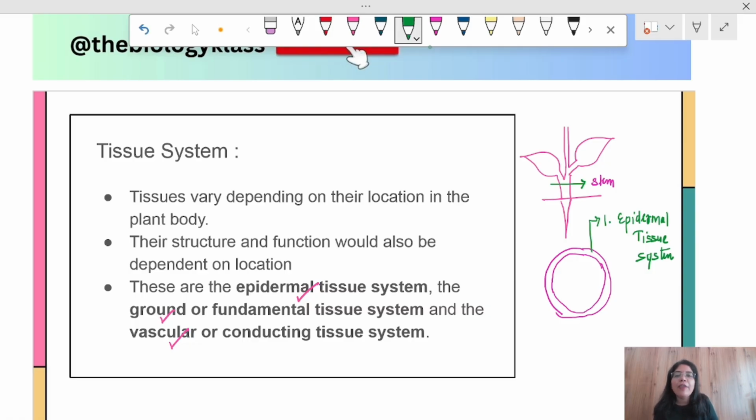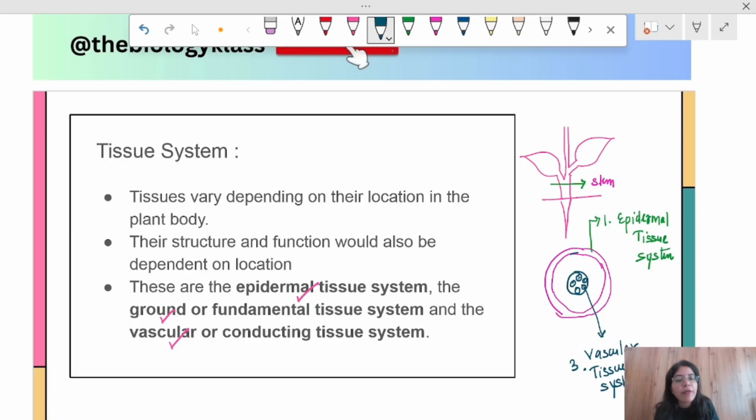Then if you go to the center, you might see certain structures which are there for conducting water and food throughout the plant body. These structures are called vascular bundles, and together these vascular bundles make the vascular tissue system, or you can say conducting tissue system, right? This is the third type. So universally, in all plants you have the epidermal tissue system outermost, and in the center you will see conducting strands made up of vascular bundles, xylem and phloem. Together they make the vascular tissue system.